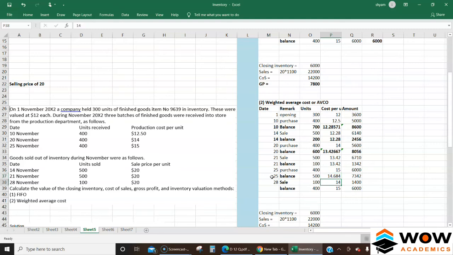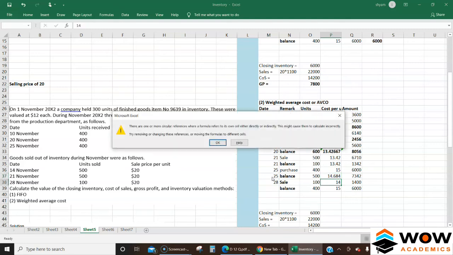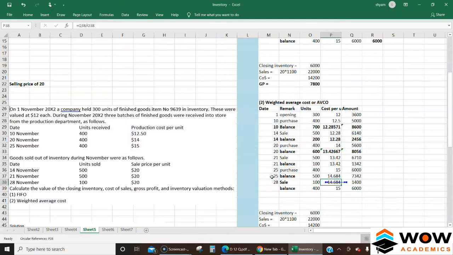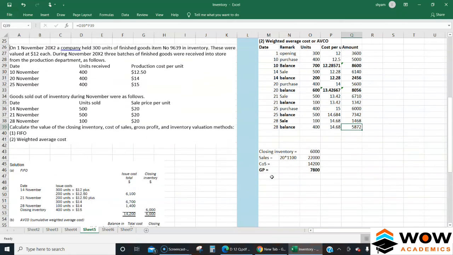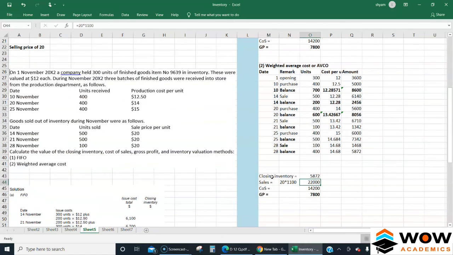And now finally we are selling 100 units. We have to sell it at this value only, $14.68. So that is what is sold. And finally the balance would be 400 units at this price, and this is our closing stock. So our closing stock value will be 5872.